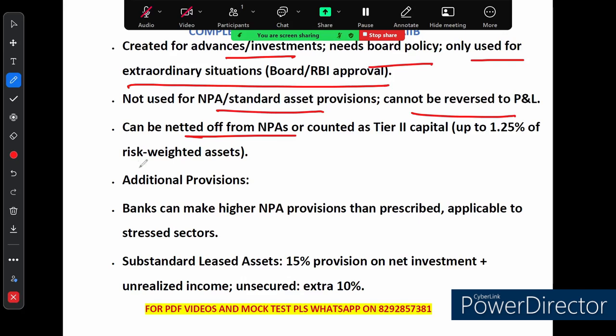Now for additional provisioning, you can see the additional, and this can be netted from NPA or counted as tier 2 capital. Remember it can be counted as tier 2 capital. Okay, so we are talking about floating provision up to 1.25% of the RWA.